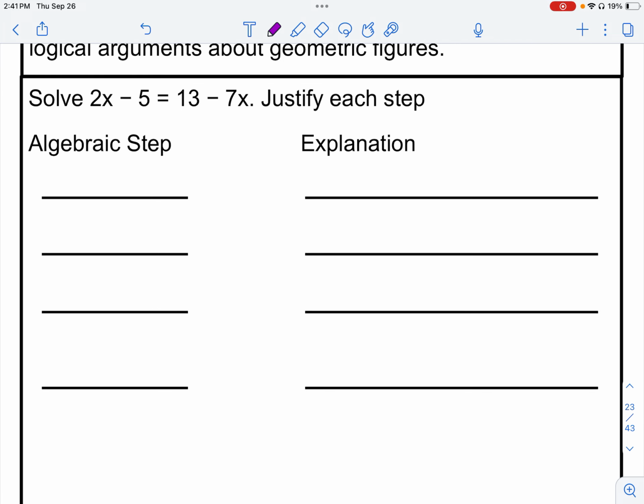Okay, first thing, we're going to solve 2x minus 5 equals 13 minus 7x. So the first thing we're going to do is write down the equation. And our explanation is that's our given equation.